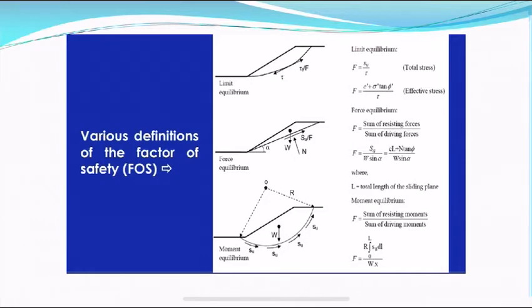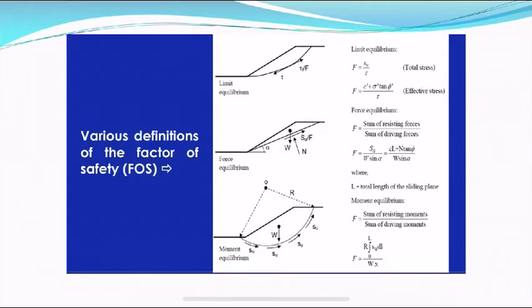So as a limit equilibrium condition for total stress, we can write factor of safety as the shear strength available divided by the shear stress. In case of effective stress, factor of safety is equal to C dash plus sigma dash tan phi dash divided by the shear stress which is mobilized.